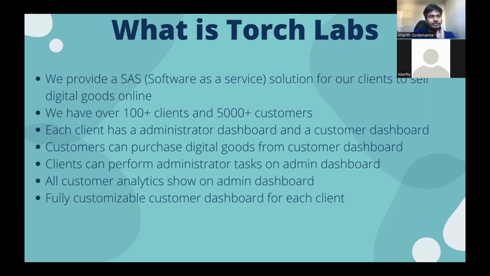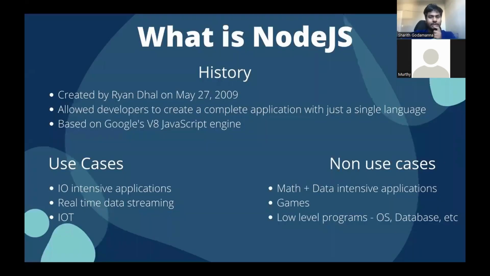So this type of architecture is called a tenant architecture, where each tenant has their own data and needs to be isolated for each person. There's a lot of things where you have to isolate. You have to make sure that data between your tenants are not being shared amongst each other. And yeah, that's a short intro to Torch Labs.